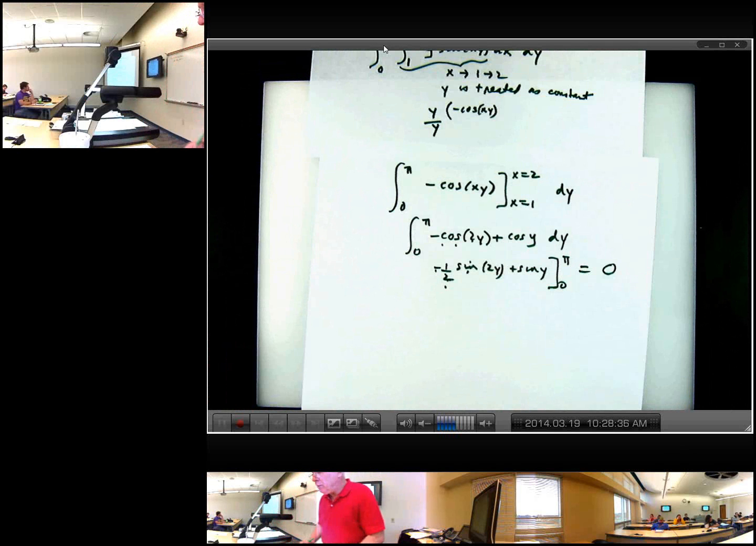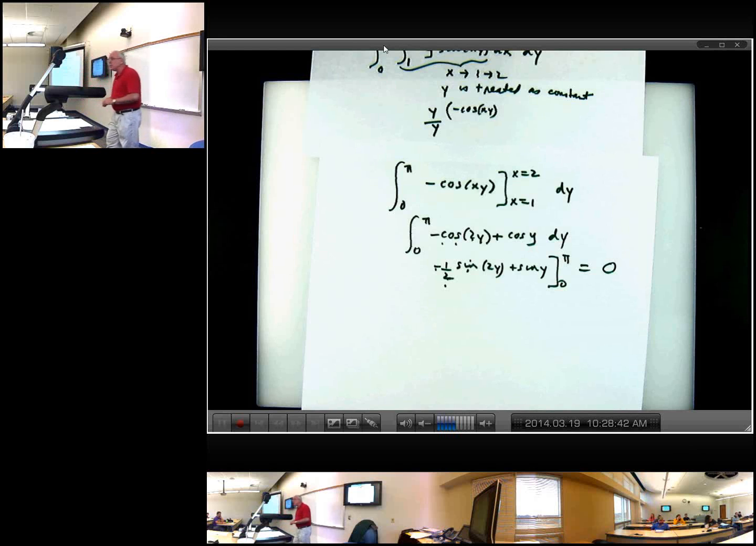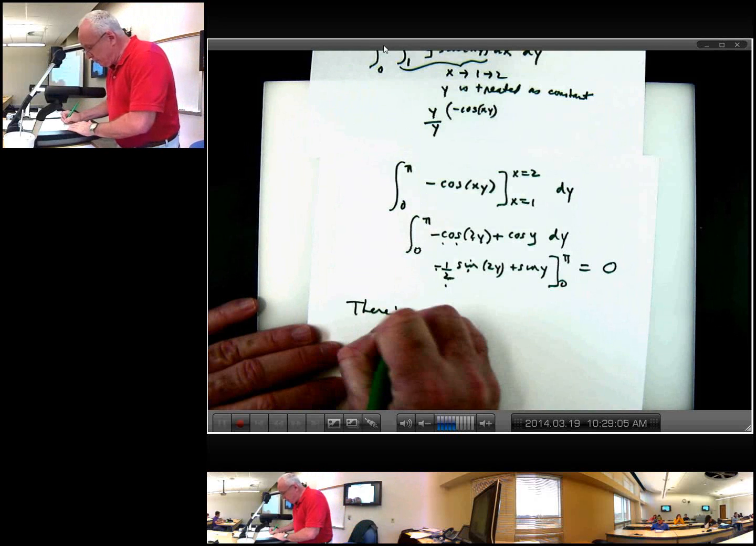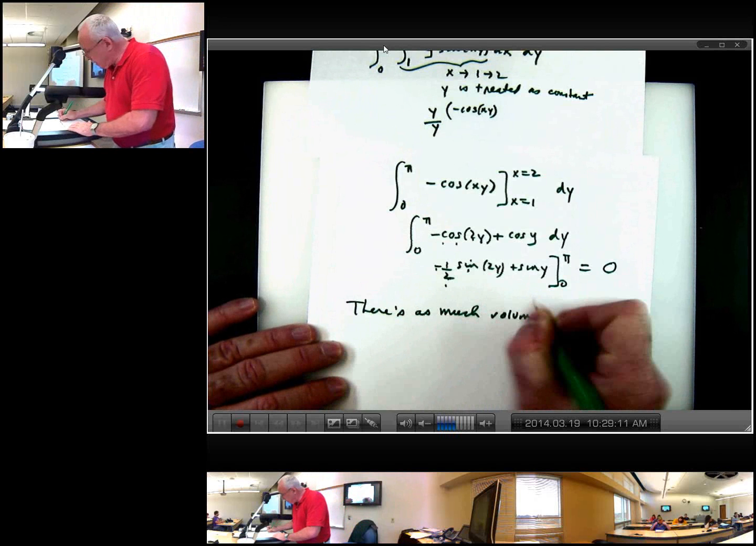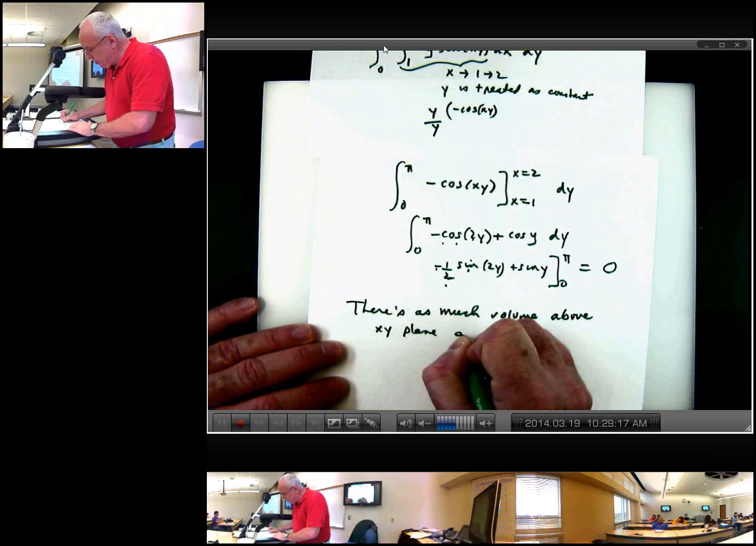One thing I want to point out here, when your answer here is 0, if you want to look at this geometrically, you can look at it as the fact that there's as much volume above the XY plane as there is below. And they cancel each other out. So we end up with a volume of 0. Okay, so that's one way to look at that. So I'll just write that down. There's as much volume above the XY plane as there is below.